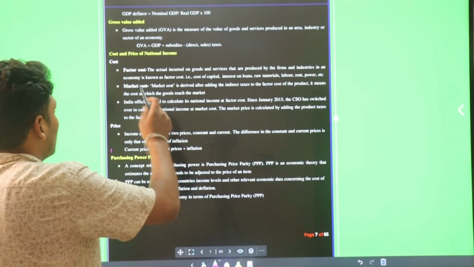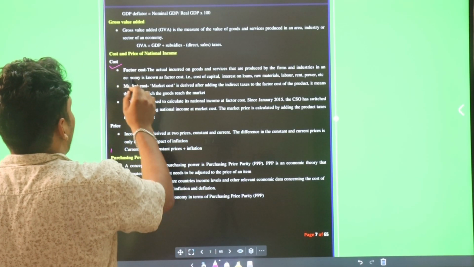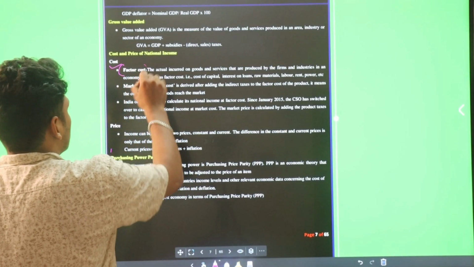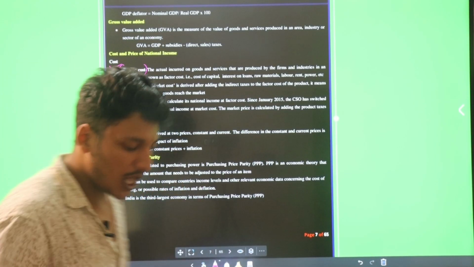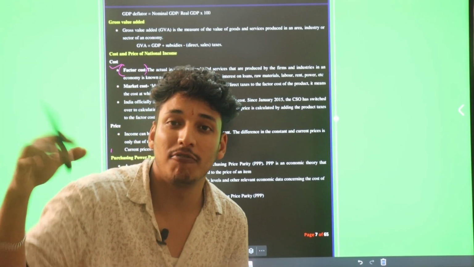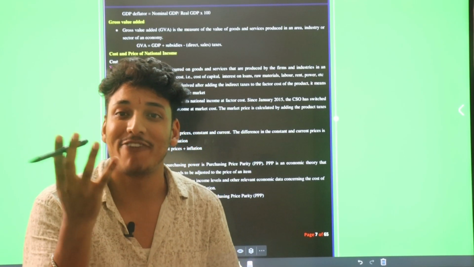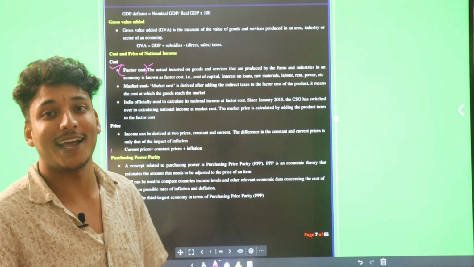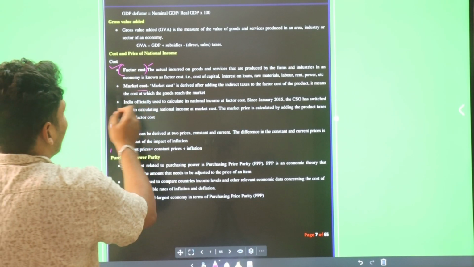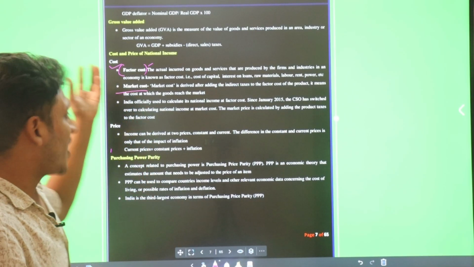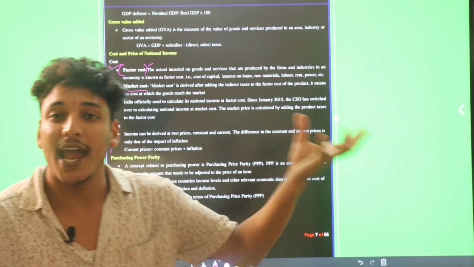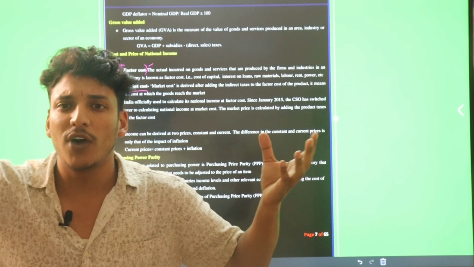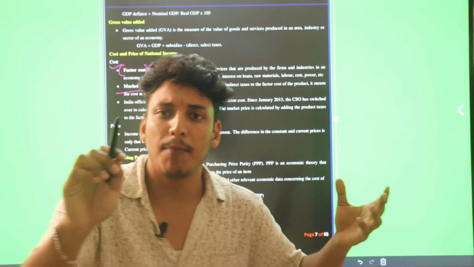Okay. Now we will discuss what is cost. Okay, cost means how much money something has. Factor cost. Factor cost means a raw cost without adding a tax on it. That is your factor cost. Which you can say is a wholesale price without any taxes. Okay, now market cost. Market cost means when we add taxes and other expenses to our factor cost, then it becomes a market cost.